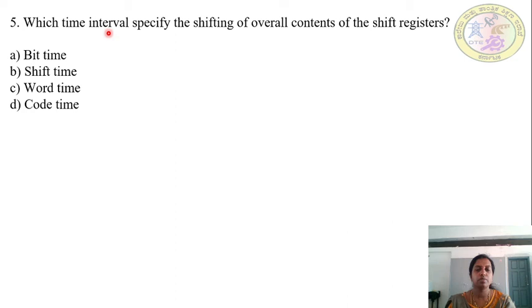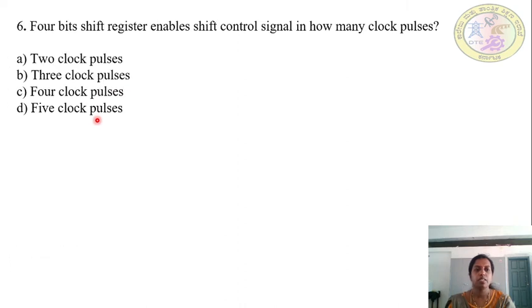We move on to the next question. Which time interval specifies the shifting of the overall contents of the shift register? A. Bit time. B. Shift time. C. Word time. D. Code time. Answer is C, word time. Sixth question. A 4-bit shift register enables the shift control signals in how many clock pulses? A. 2 clock pulses. B. 3 clock pulses. C. 4 clock pulses. D. 5 clock pulses. Answer is C, 4 clock pulses.